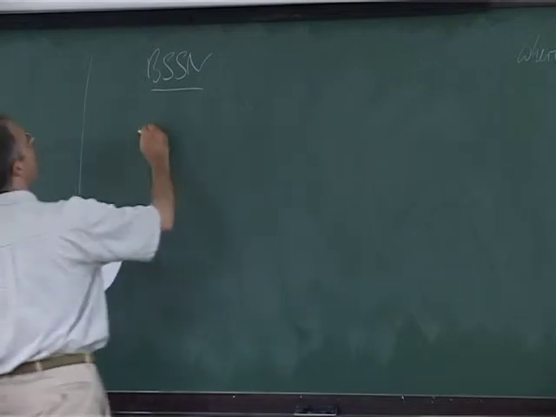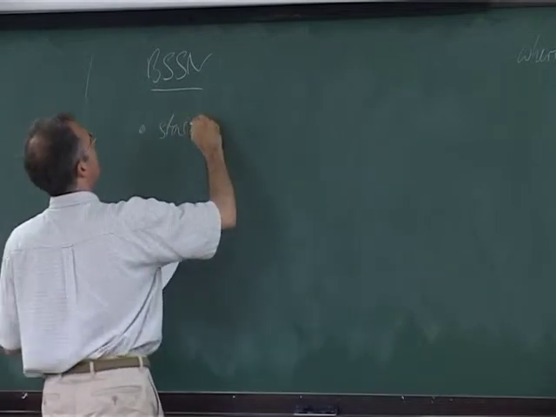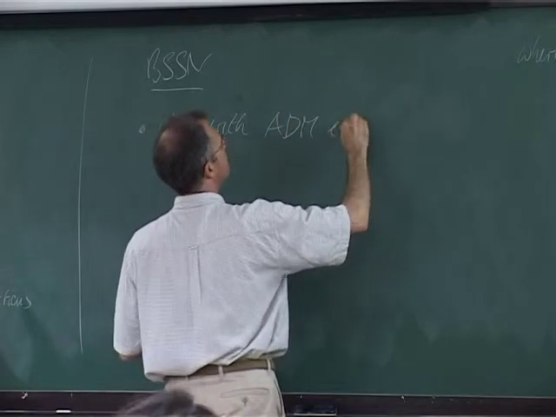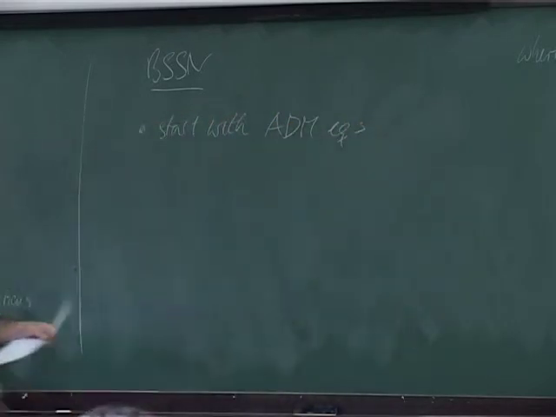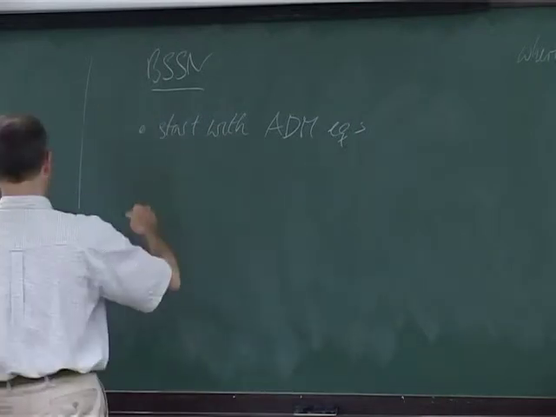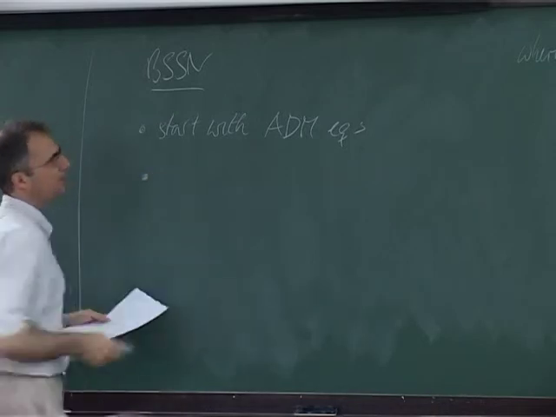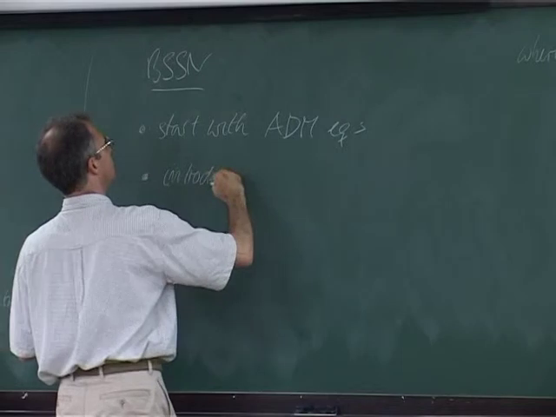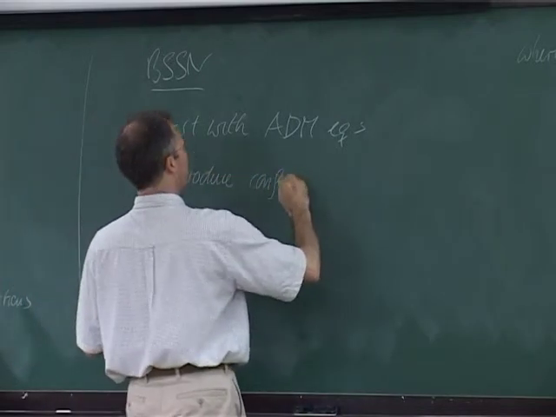Okay, so the point is this. We start with the ADM equations. Okay? So now you will be relieved to hear we are back at the 3+1 equations. We haven't thrown them out of the window, okay? And what we'll do is take one more step, and I'll explain in a second why. We introduce a conformal transformation.